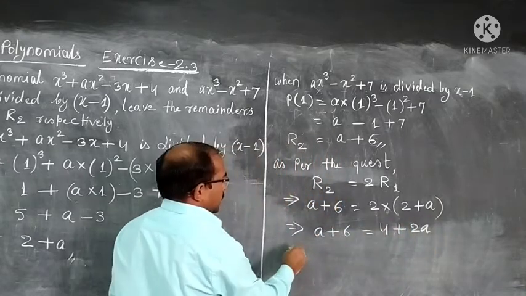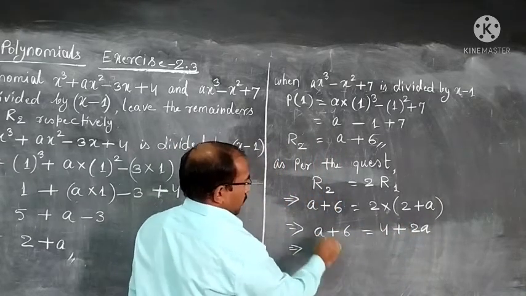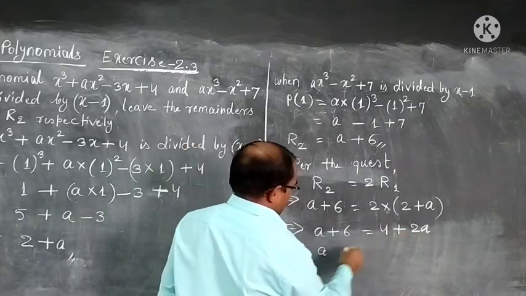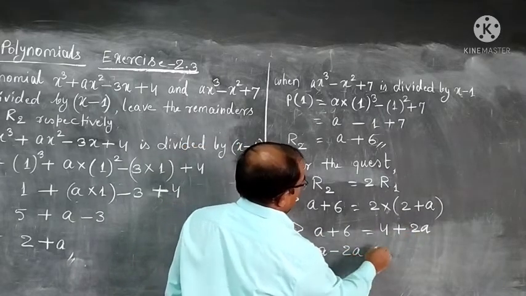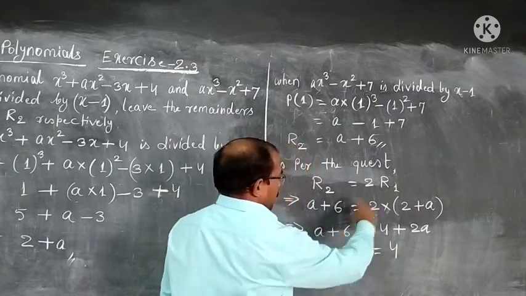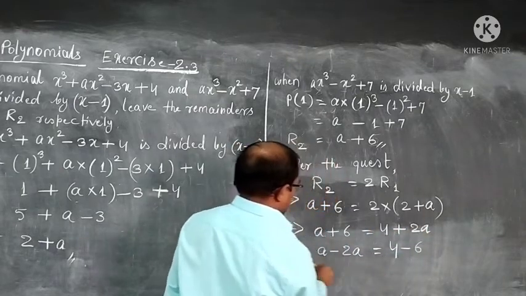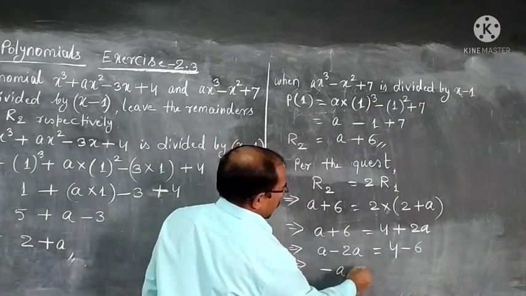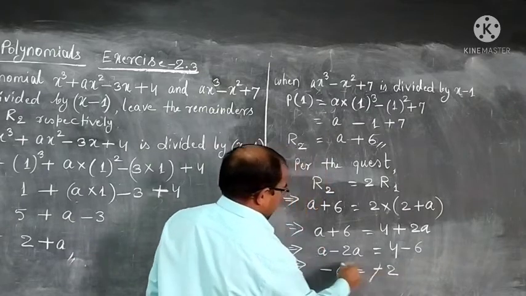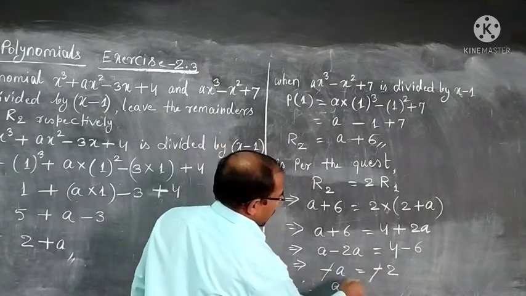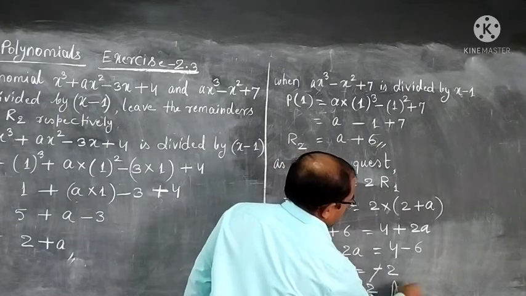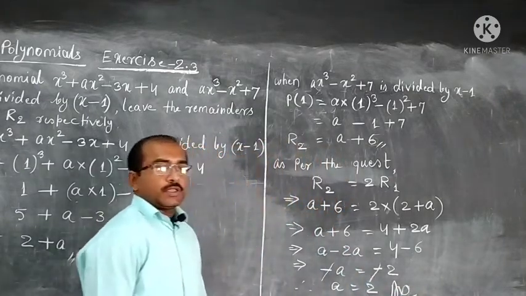A we bring to the LHS: A is here already, minus 2A we bring, and 4, 6 we take to the RHS as minus 6. We get minus A equal to minus 2, minus cancels, and finally we get A is equal to 2. So, this exercise is getting over with this solution.